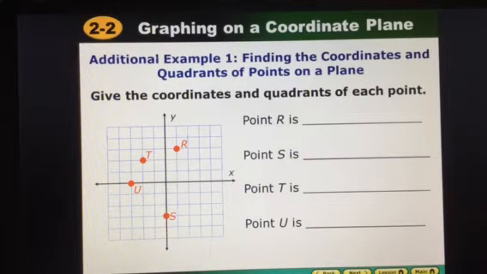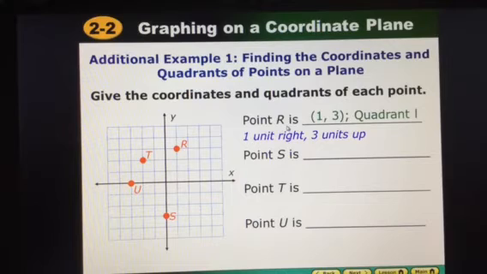All right, so examples: finding the coordinates. Give the coordinates and quadrant of each point. I'll let you try that on your own, and you can pause it and then come back and check your answers. So point R, its x-coordinate would come down to the x-axis, which would be positive 1. Its y-coordinate, if we go left to the y-axis, is up 3. So 1 unit right, 3 units up, 1, 3, it's in quadrant 1.